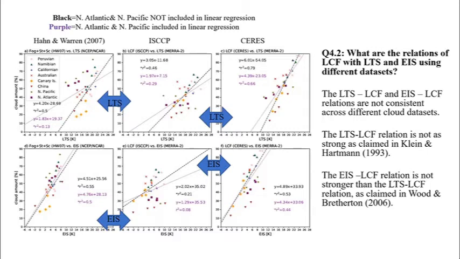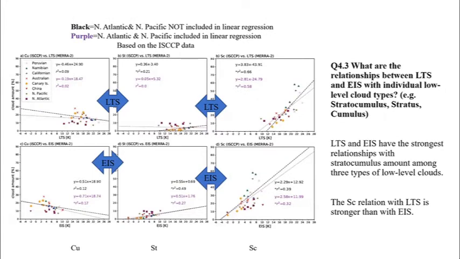And with the newer data, particularly the Escape satellite data, we can also look at the relationship for individual cloud types as shown in this figure. And the conclusion is the relationship is stronger for the stratocumulus clouds only for the right column. That's the first point. And the second, the correlations are stronger with LTS than with EIS.